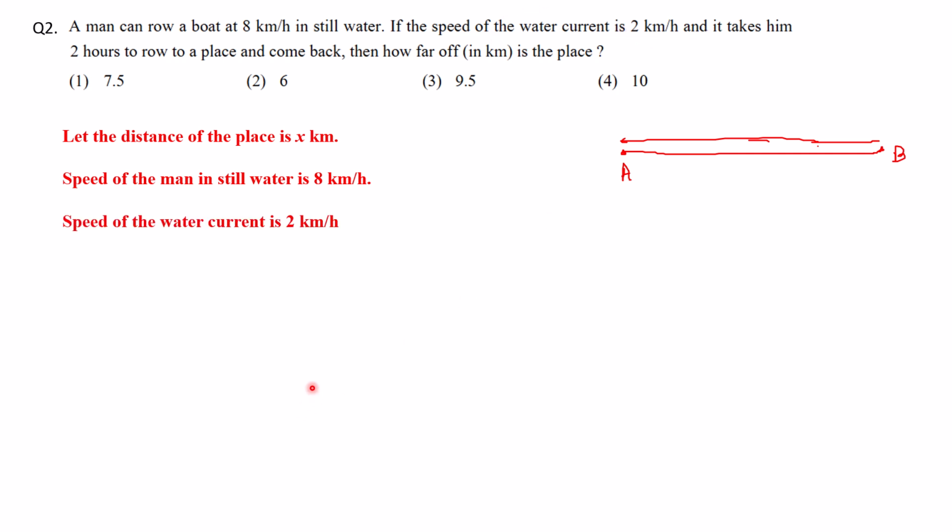Now when you go along the direction of the current, the speed will get added. So when you go downstream, what happens? The speed of the man and speed of current both will get added. So speed downstream will be 8 plus 2, which is 10 km per hour. And while going upstream, you are going opposite to the direction of water current, so speed will get subtracted. So 8 minus 2 will be 6 km per hour.